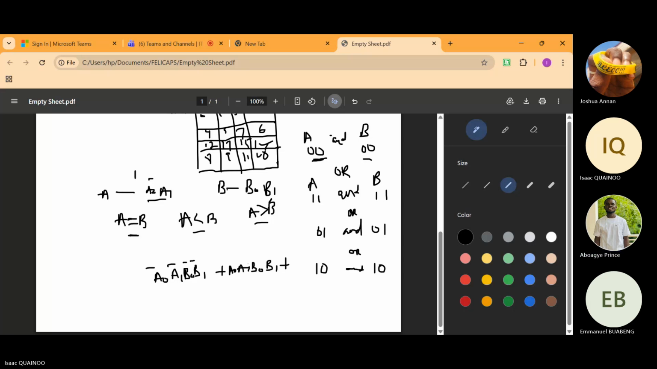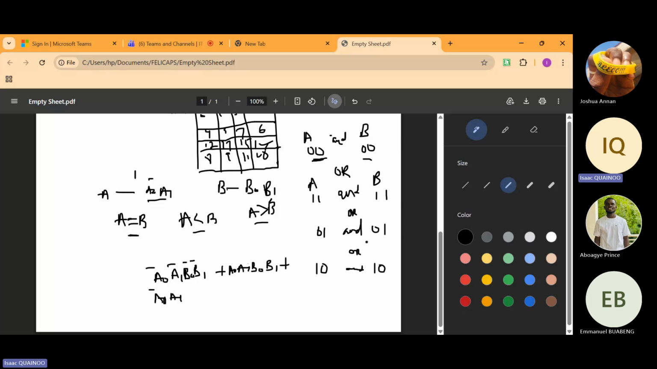0, 1. Yes, please. 0, 1 will give us B0, and then B1, B0 prime and then B1. Please come again. So for 0, 1 for A, A will be A0 prime and then A1. All right, so we have A0 prime and then A1.